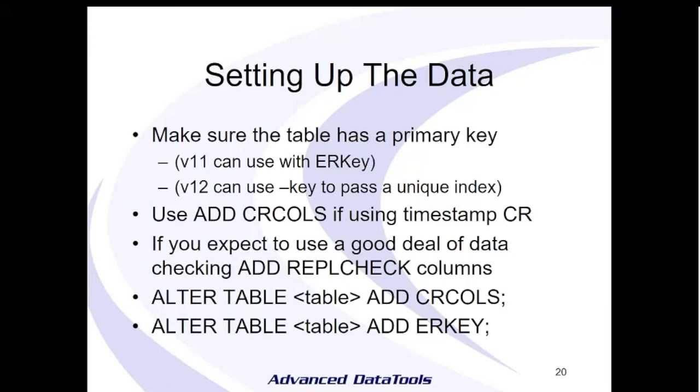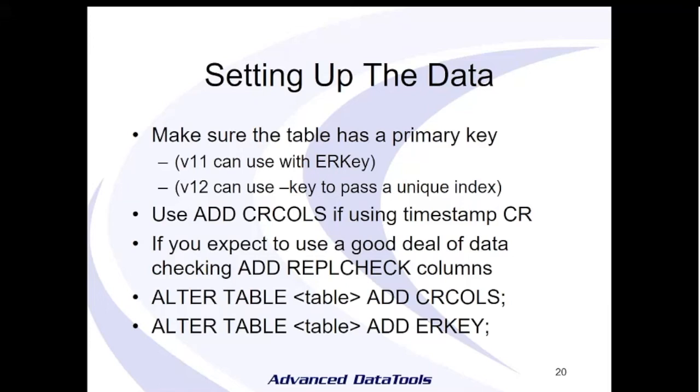If you're running a table that doesn't have a unique field in it, then you generally need to add in an ER key. In version 10, they added a new flag -key, and you can actually use an existing unique index in place of a primary key. If you're going to be using timestamp conflict resolution, just one other note here, you need to add the add CR cols. So this will actually add a timestamp shadow column to the table, so you can then use timestamp-based conflict resolution.